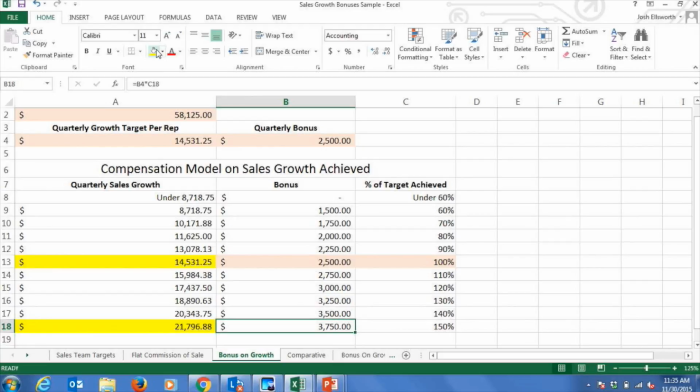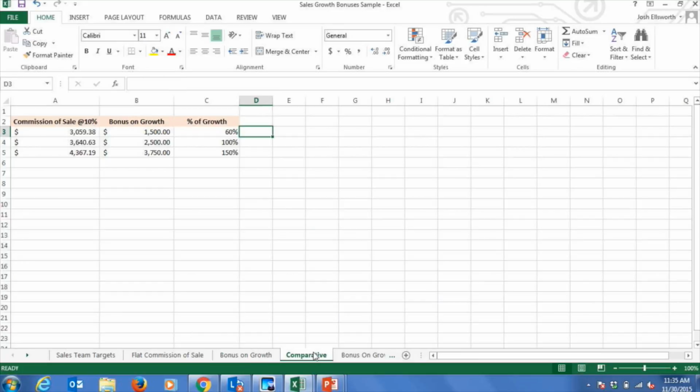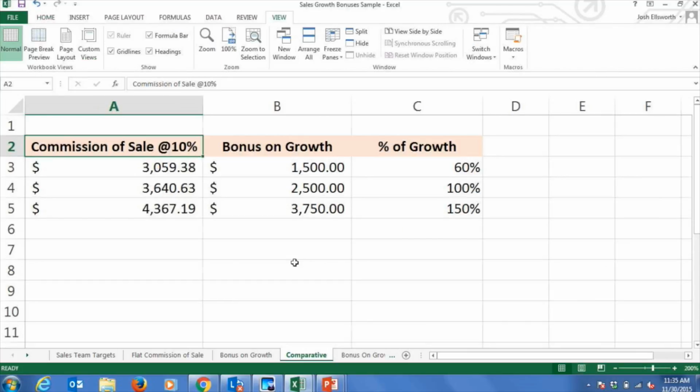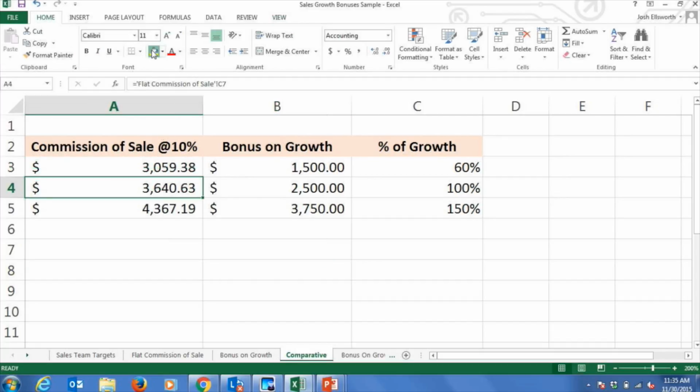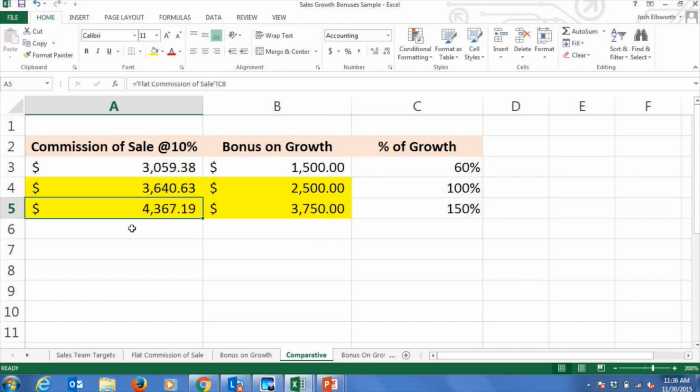They're saying, Josh, these are big numbers, but when we compare this to our other model, look at this. The commission of sale at the 10%, and I'll zoom in again. The commission of the sale at the full number, which is our middle number here, would have been $3,640 at 10% commission, whereas the bonus on growth is only $2,500. Consequently, if they hit 150% of growth, you can see it's much more controlled versus just a flat commission.